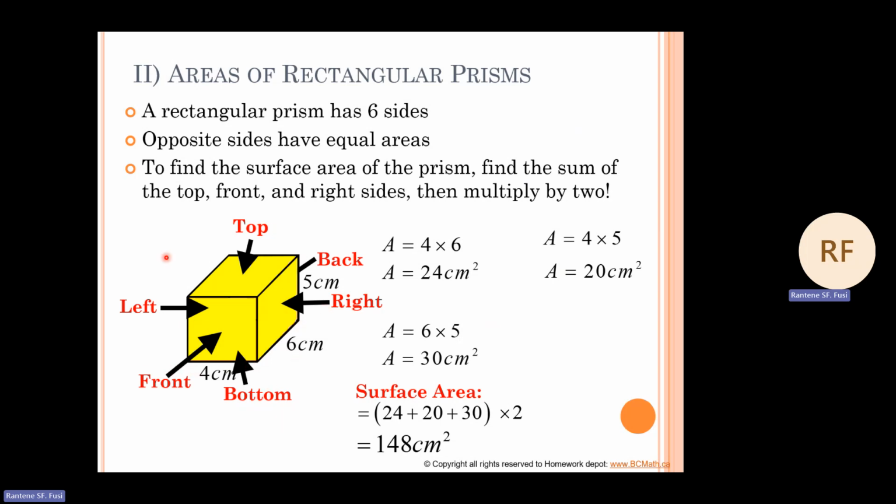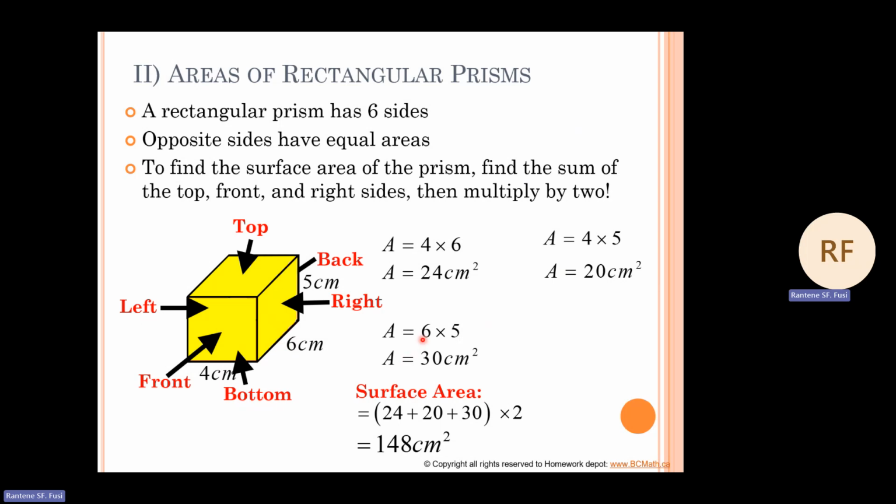If you have to calculate the area of all these faces, let me start with this one. I think it is the front one. What is the area of the front one? The area of the front one is 4 multiplied by 5. It will be the same as the back one because they are the same. As you can see here, 4 multiplied by 5 is 20 centimeters squared. That is the front part. Then if you look at the right part, I've got here 6 multiplied by 5. This is the right, which is the same as the left.